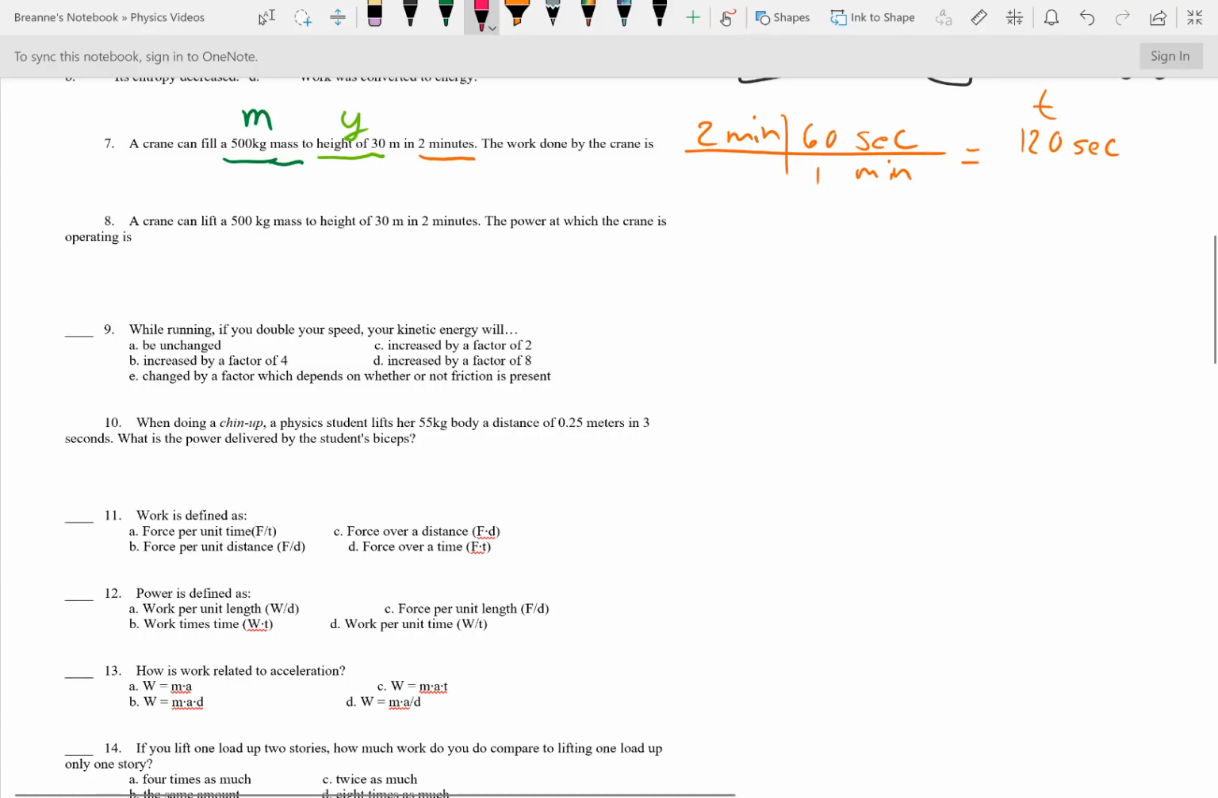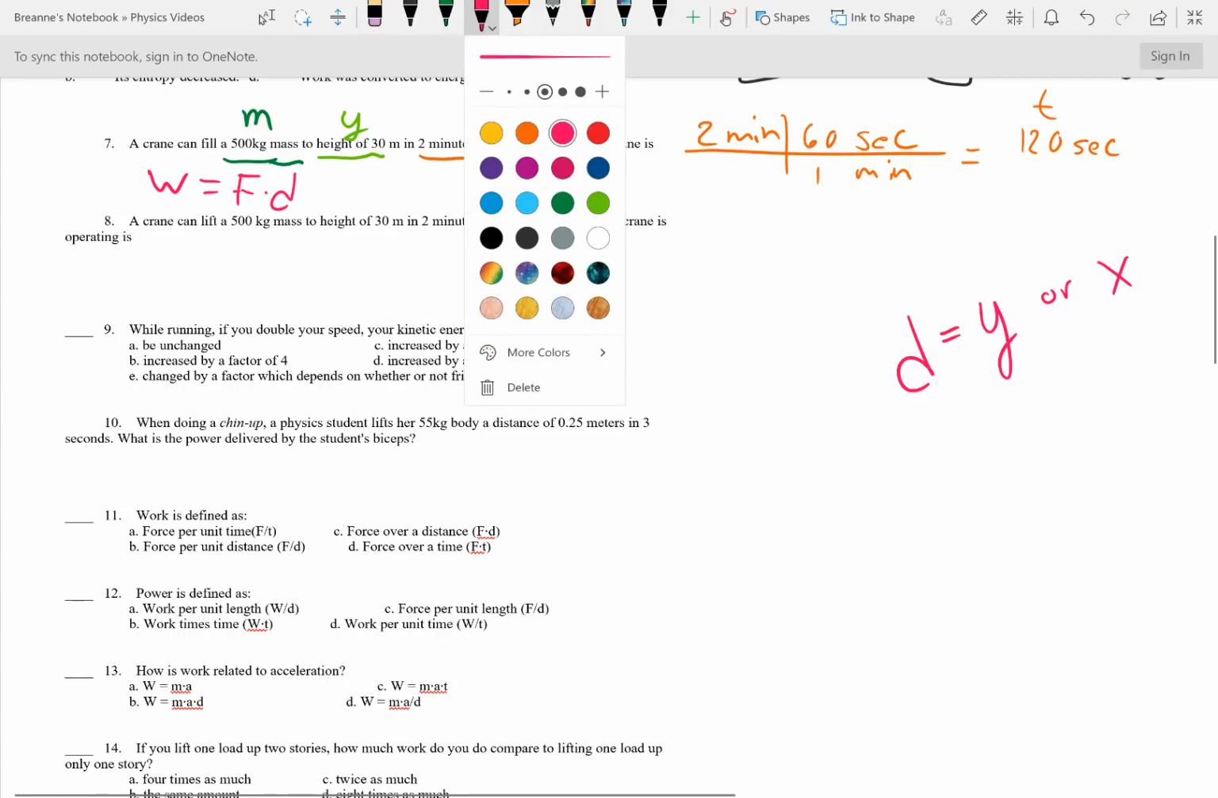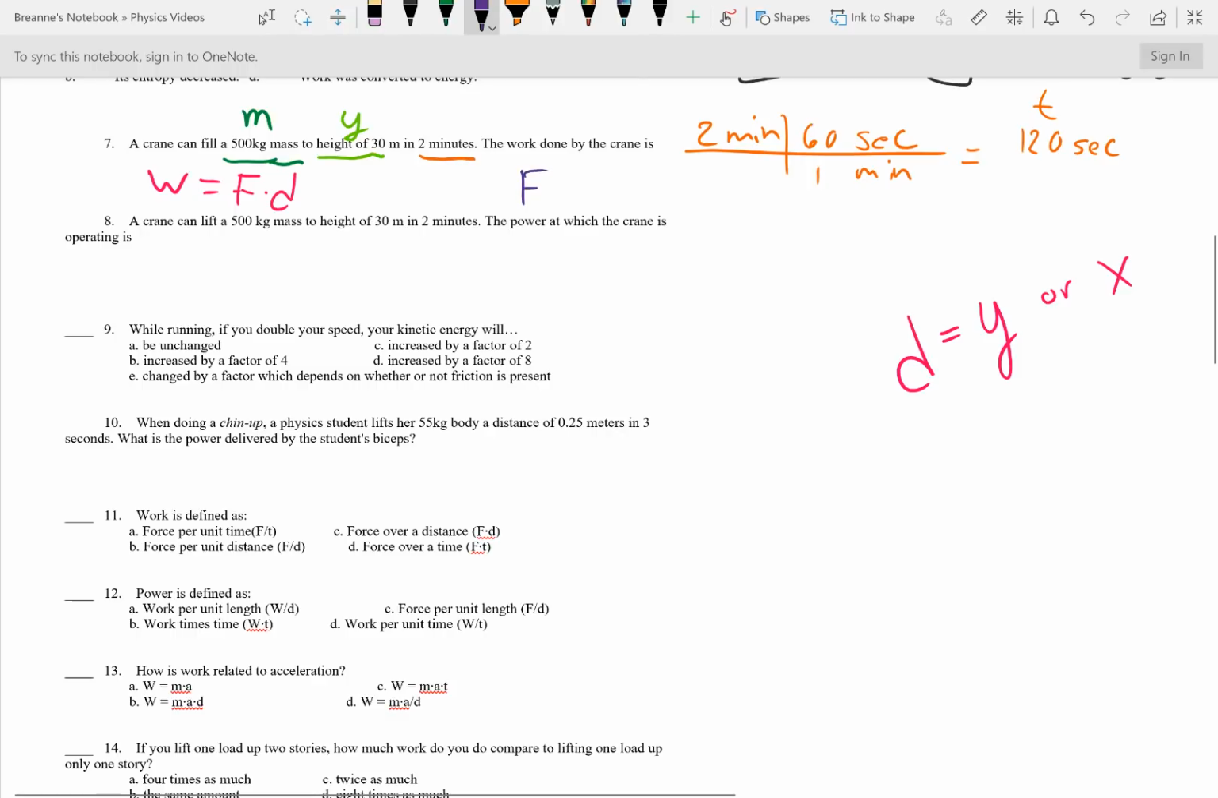The equation for work is work equals force times distance. If we're looking at our givens, we have distance, because d can be your y or your x. So d equals y or x. But we don't have force, so now we have to look for our force equation. Force equals mass times acceleration. Our acceleration is the acceleration due to gravity, and that's a constant. I will give you that, but it's good to know. Acceleration due to gravity is 9.8. We have mass, that's part of our givens. So you do 500 times 9.8.